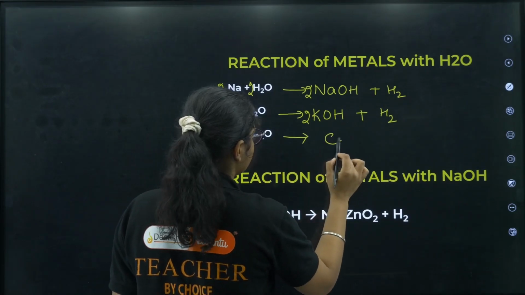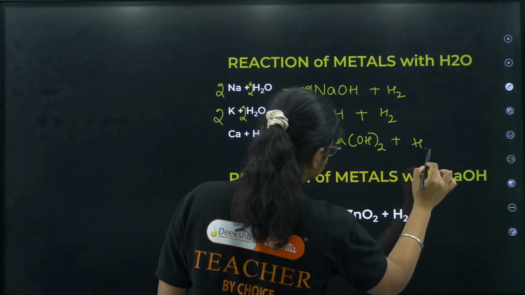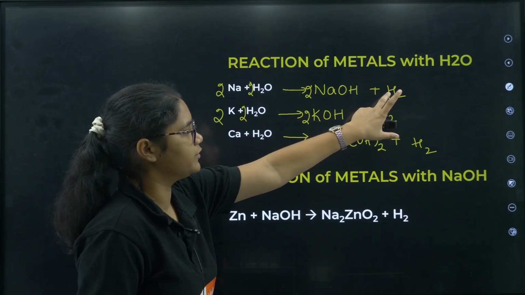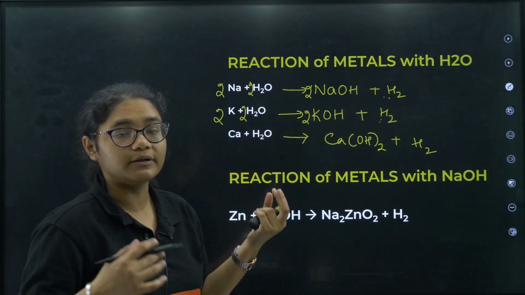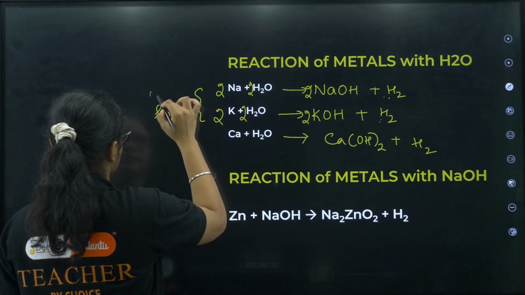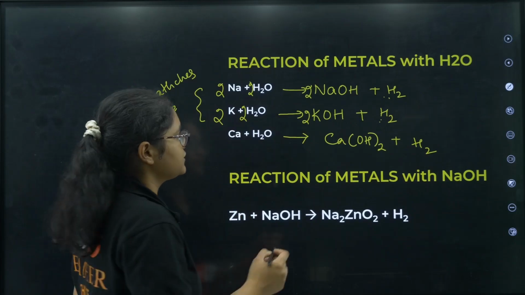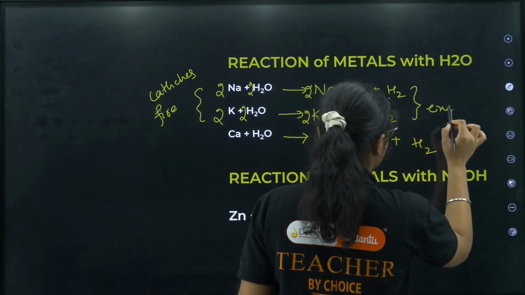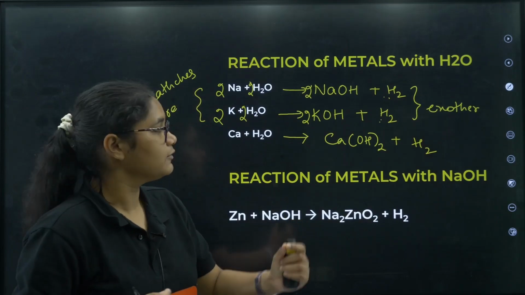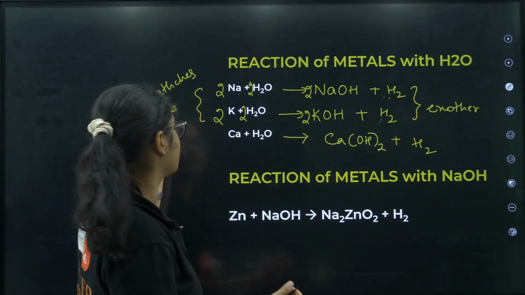Calcium and H2O will give you calcium hydroxide. Now here something important you should know, that when this H2 is produced, it catches fire. Why? Because this reaction is so exothermic in nature, so much heat is produced in this reaction that whatever H2 gas is produced also burns with that heat. So that is why we can see fire.